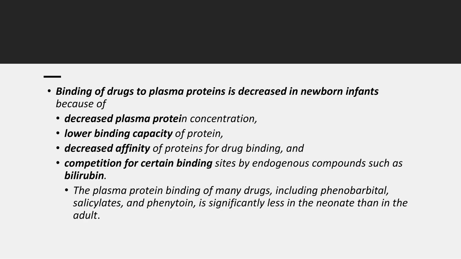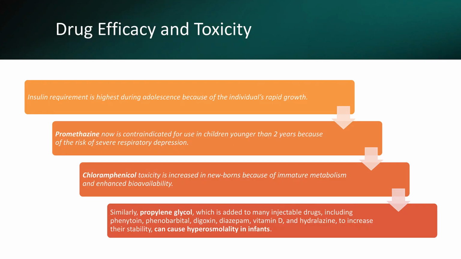Advances in pharmacogenetics and pharmacogenomics are increasingly being applied in clinical practice to tailor drug therapy based on individual genetic and developmental factors, helping optimize efficacy and minimize adverse effects. Drug efficacy and toxicity. Insulin requirements are highest during adolescence due to the rapid growth and increased metabolic demands of this period. Certain medications, however, carry age-specific risks in pediatric patients.